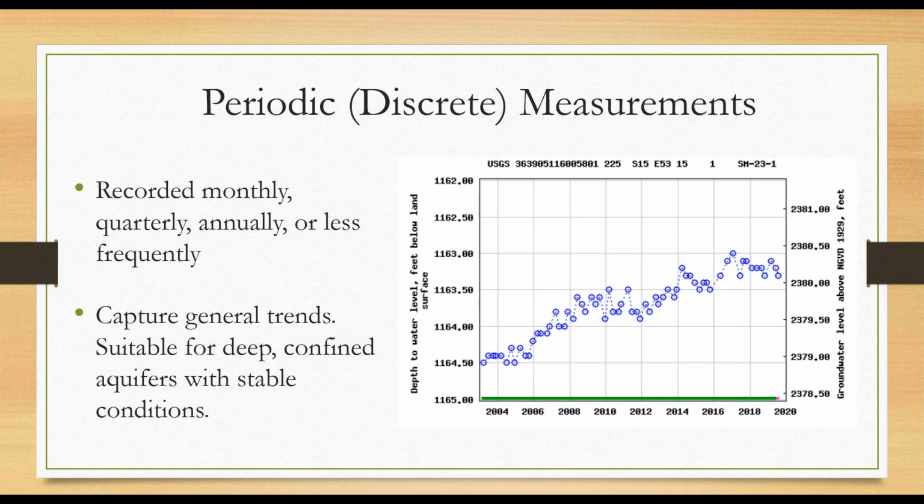A periodic or discrete measurement program will capture general trends. It's suitable for deep confined aquifers where you have relatively stable conditions. This is just a hydrograph showing you one measurement. This is most likely, it looks like, monthly or quarterly measurements over a long period of time, and you can get the general trend of your aquifer conditions.